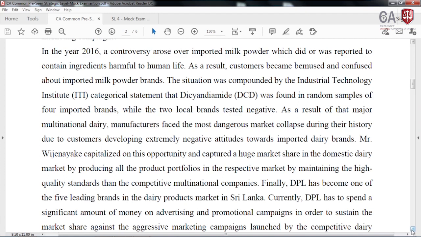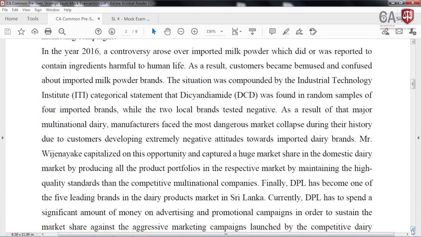The situation was compounded by the Industrial Technology Institute's categorical statement that DCD was found in a random sample of 4 imported brands, while the 2 local brands tested negative. That was beneficial to the local brands. As a result of that, major multinational dairy manufacturers faced the most dangerous market collapse during their history due to customers developing an extremely negative attitude toward imported dairy brands.